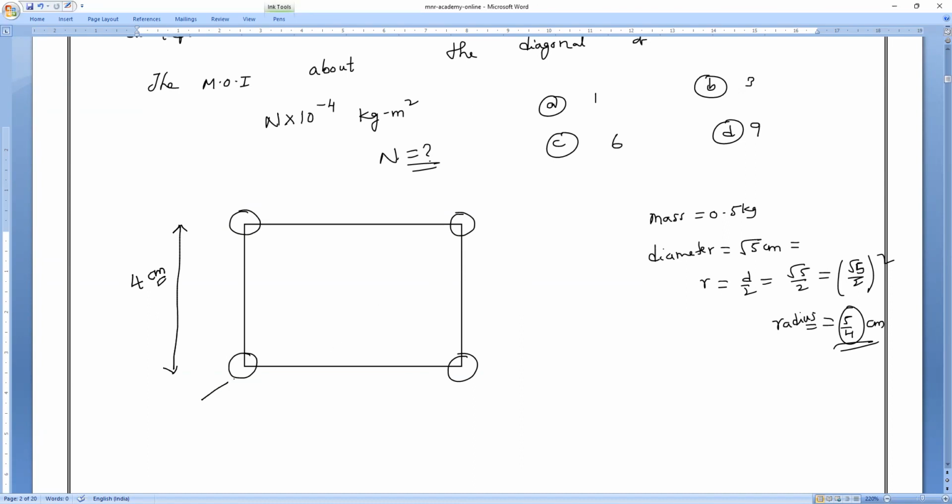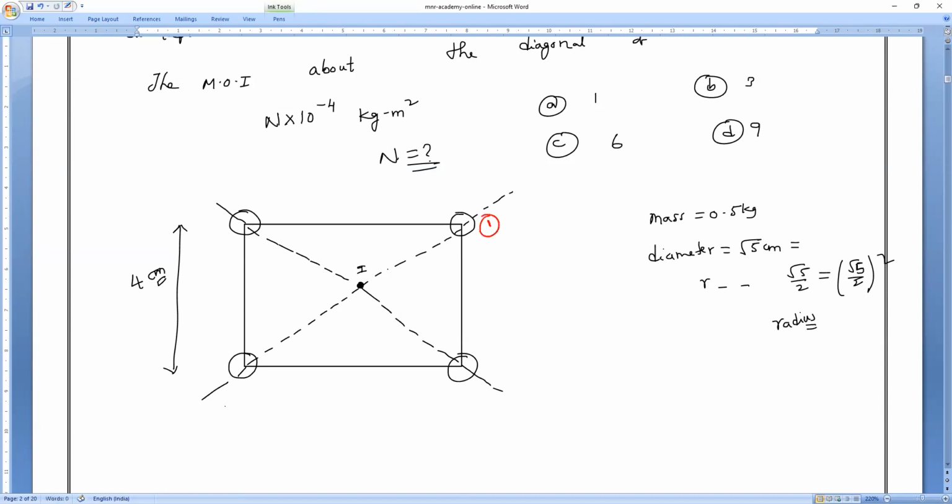So diagonal means it is definitely passing through something. Passing through the center of mass. So definitely the diagonal is passing through the center of mass. Now, we have 4 spheres in total. First I will take this one and this one as one diagonal, and the next is this one and this one.